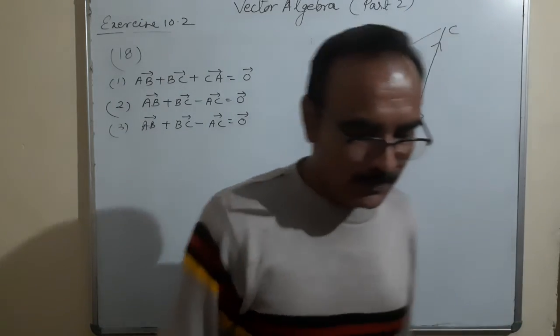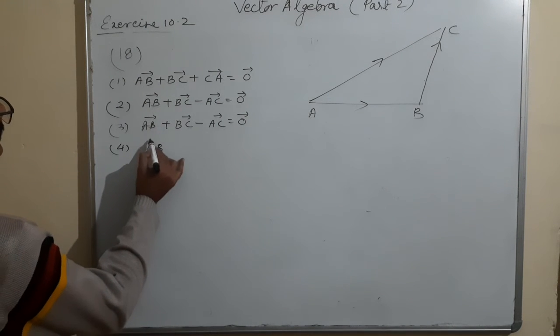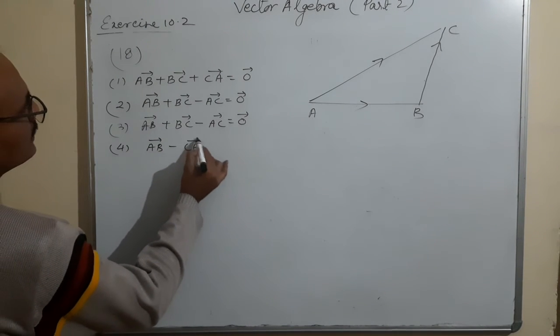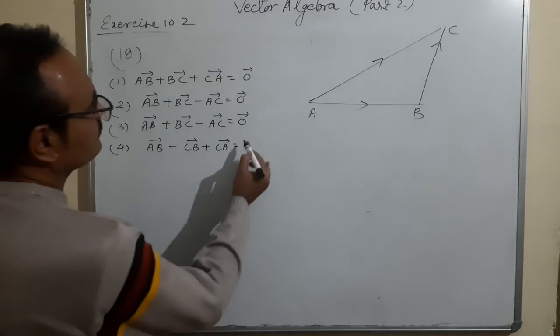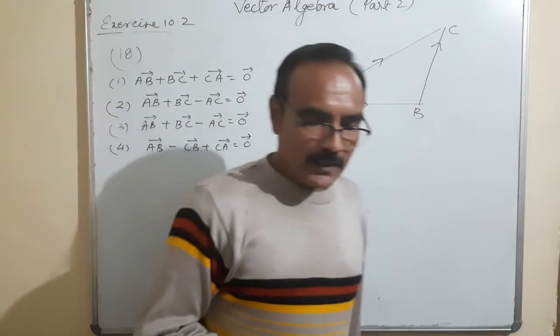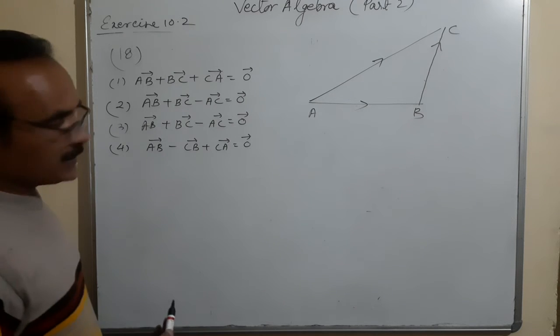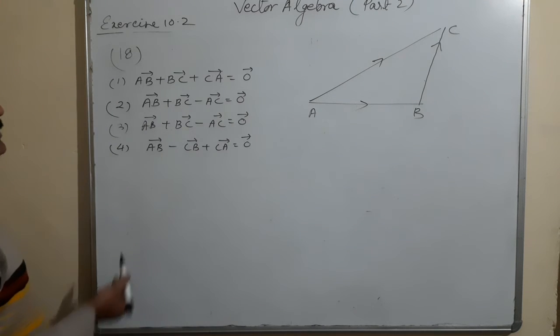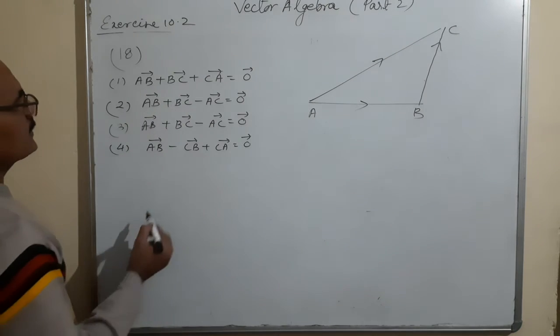Fourth, AB minus CB plus CA is equal to 0. Okay, so these two are given the same. One of them will be changed, because it's not possible that the second and third are exactly the same. It may be so, okay, let us check first.